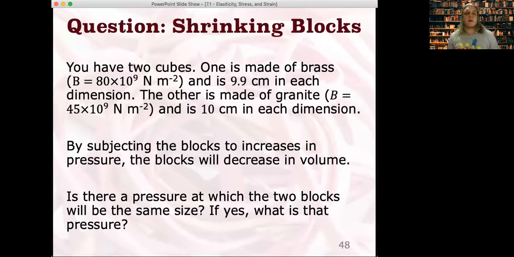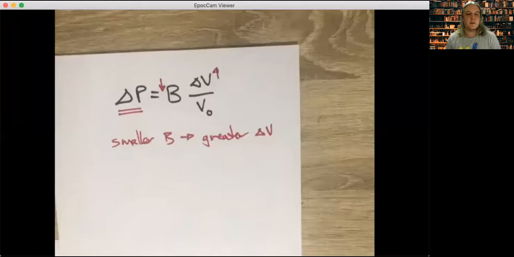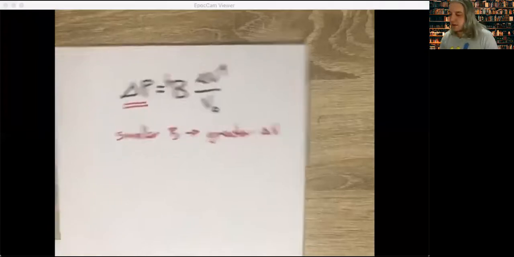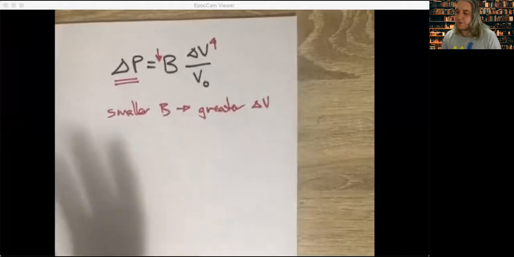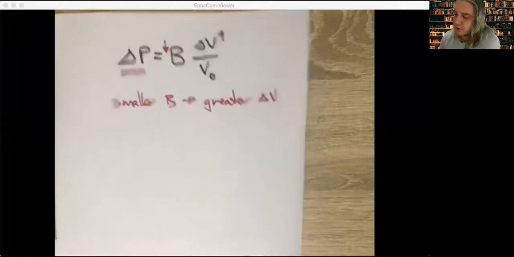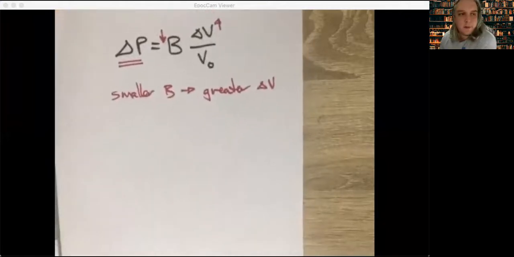So the first part of the question seems to be yes, we are possibly going to get a pressure at which the two blocks will be the same size. The next part of the question is to figure out what the pressure is, and then obviously the size will be given by that change. So let's go back to our document camera and write out what we know. Now that we're pretty confident there will be a possible solution, let's have a look at the values.